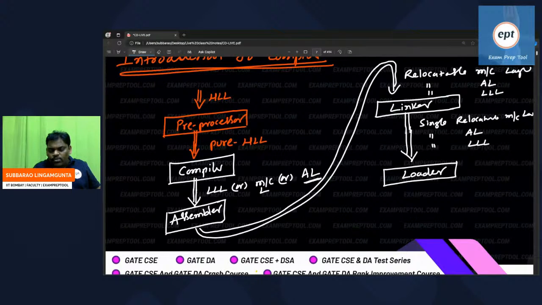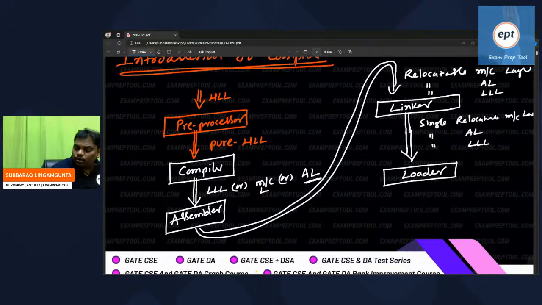If you want to run the program, it should go from the hard disk to main memory. Means it has to move from one place to another place. Program is initially there in the hard disk. If you want to run it, it should go to main memory or to cache memory. It has to move. Remember.